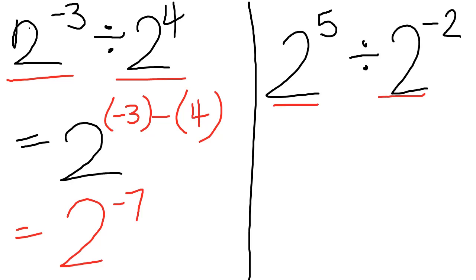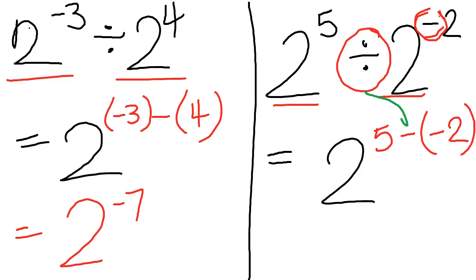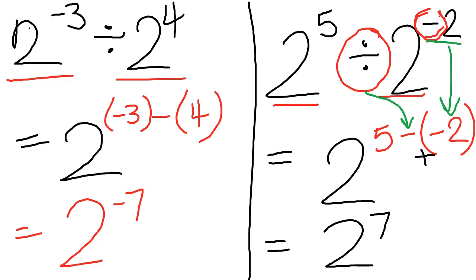Our final answer will also have a base of 2, and our exponents will be subtracted. So 5 minus minus 2. Don't get this minus mixed up with the minus that comes with the division sign. So this division sign makes this minus, and this minus 2 remains there. So our final answer will be 2 exponent 5 minus minus 2, which becomes a plus. So 5 plus 2, which is 2 exponent 7.